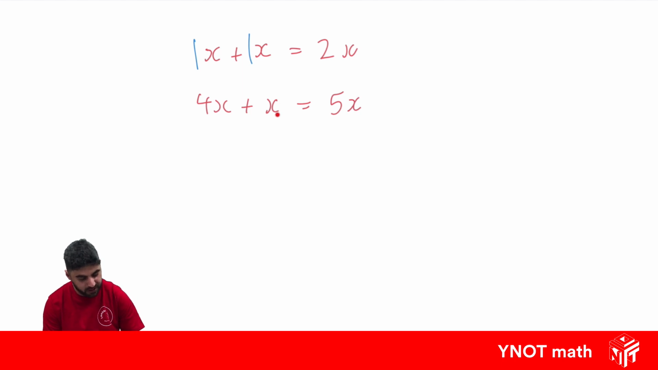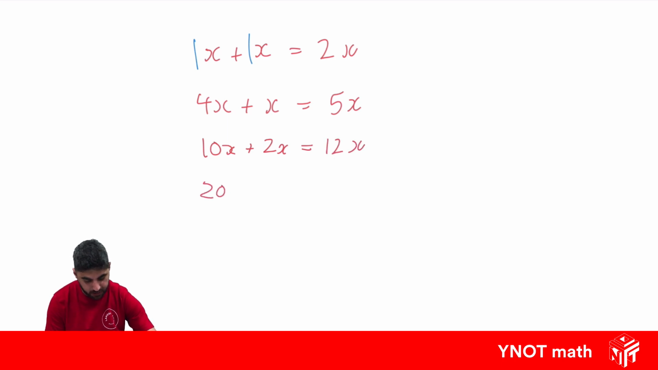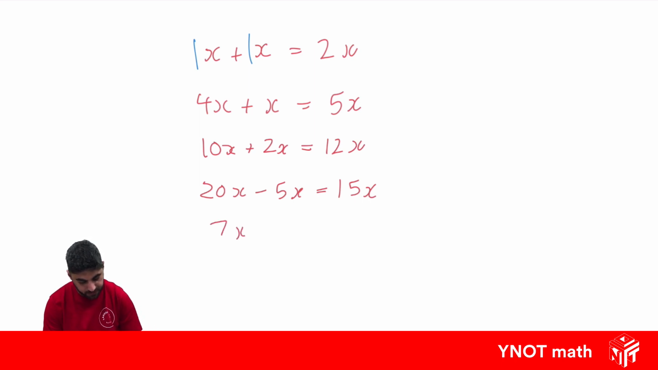Because those pronumerals were the same, and this one's coefficient was 1, and 4 plus 1 gives us 5. What about 10x plus 2x? That's just 12x. What about 20x minus 5x? That's just 15x. What about 7x minus 10x? That's minus 3x. So we can get negative terms as well, because when we have 7 and minus 10, we get minus 3.